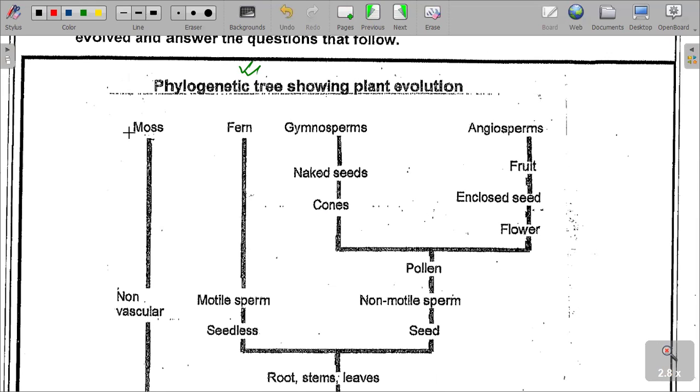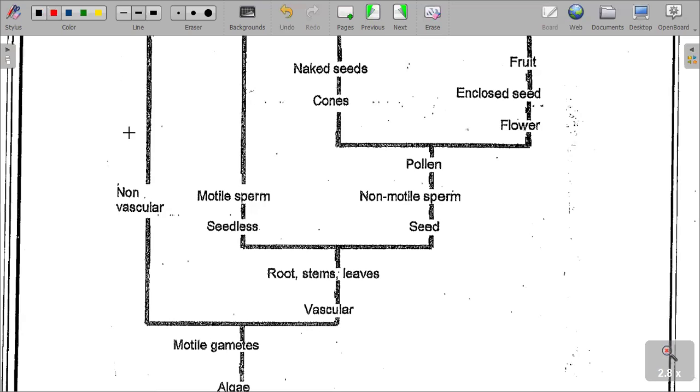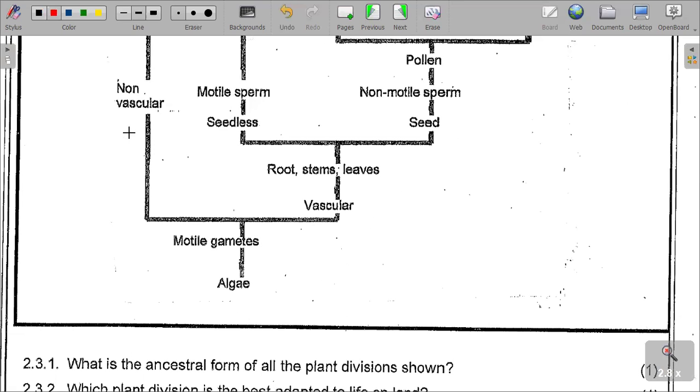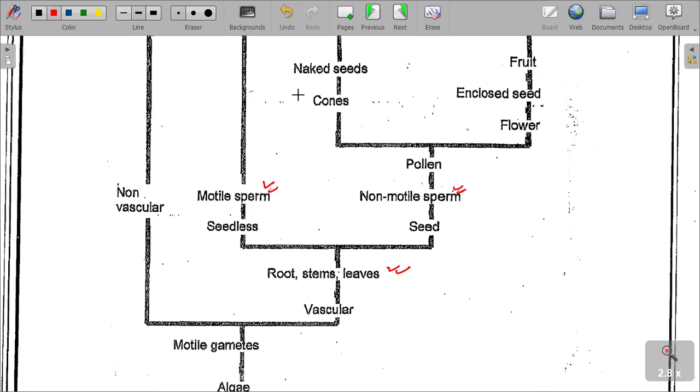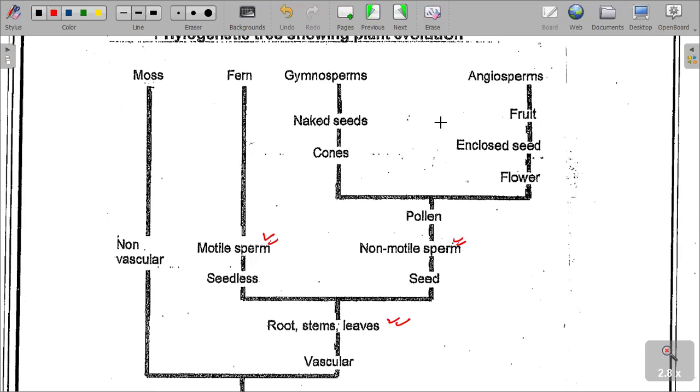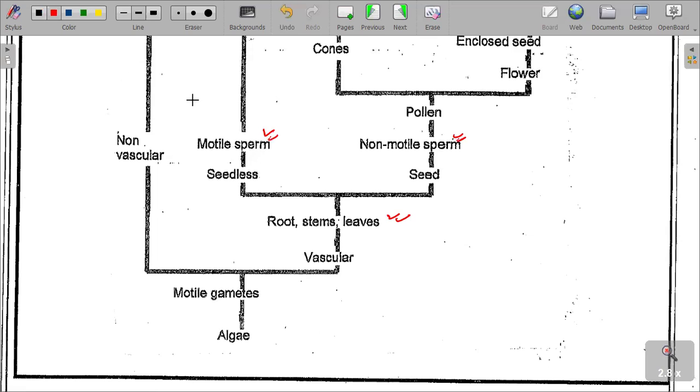So having this diagram here, we have got algae as the ancestor, and then it gave rise to multiple generations and types of plants, which are non-vascular plants, then naked seeds, up to the angiosperm, the fern, the moss. They are all generations which come as a result of the what?